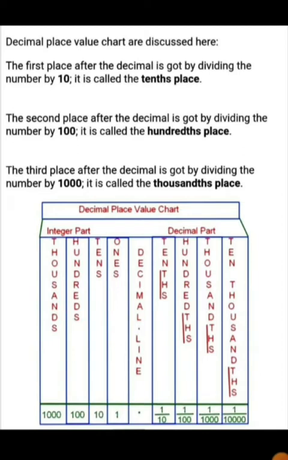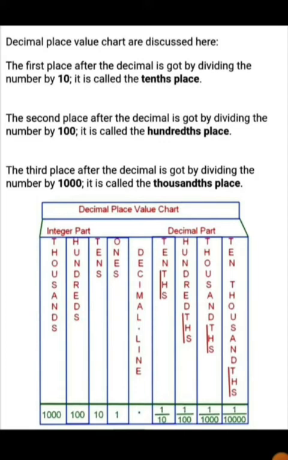Now, the first place after the decimal is got by dividing the number by 10, and it is called the tenths place. So, on the right hand side of the decimal, the first part is known as the tenths place and it is written as 1 upon 10. Then the second place after the decimal is got by dividing the number by 100 and it is called the hundredths place and it is written as 1 upon 100.